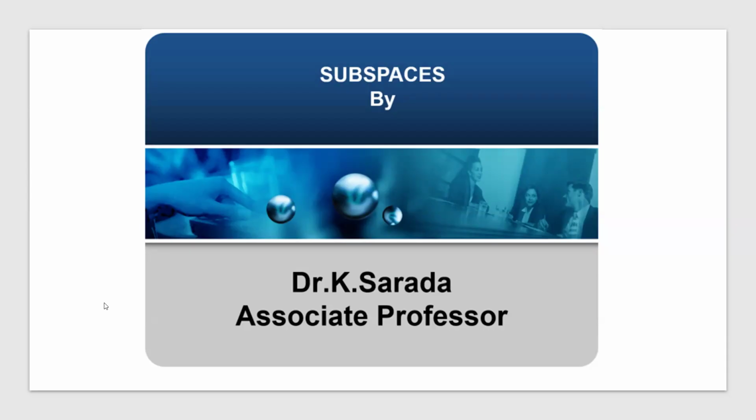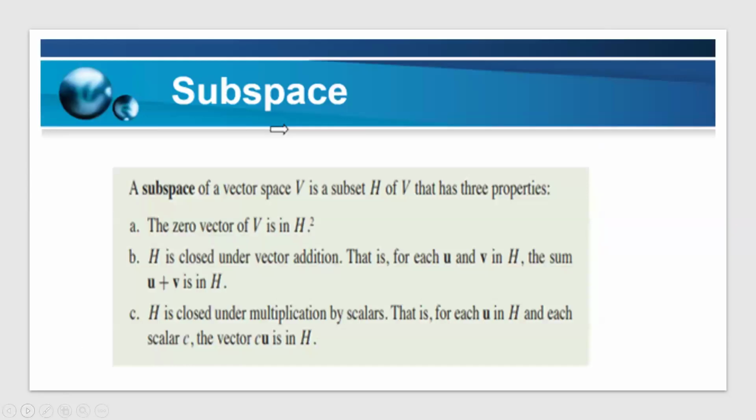Dear students, today we are going to learn about subspaces. A non-empty set H, which is a subset of V, is said to be a subspace of V if it satisfies the following three properties. The first property is the zero vector should belong to H.